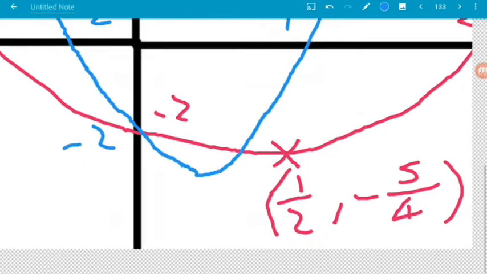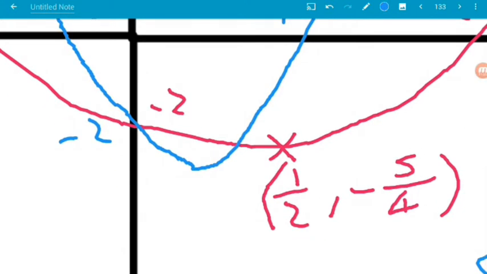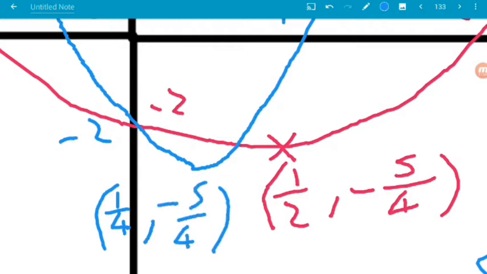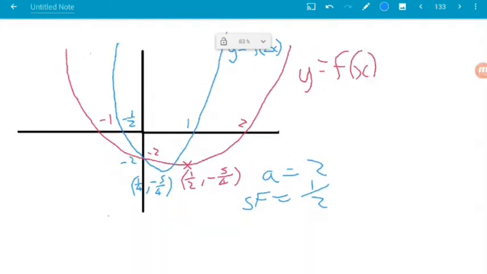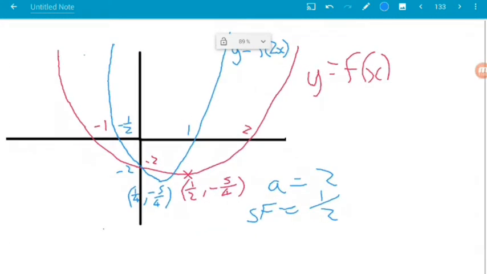And then our minimum, well, the x-coordinate is going to be 1/2 times 1/2, which is 1/4, and the y-coordinate is still -5/4. So what's happened there? The graph has been squashed together, the arms of the quadratic are a lot steeper, and the function is thinner. Okay, good times.